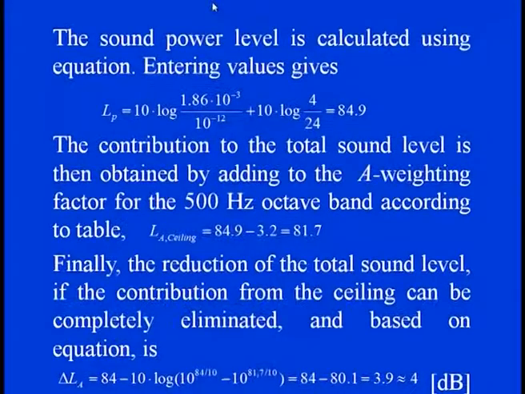So the reduction of the total sound level, if it is contributed from the ceiling, can be completely eliminated, and based on that we can simply find that delta L, which is the LA we want to eliminate, is 84 minus 10 log of 10 raised to power 84 by 10 minus 10 to the power 81.7 by 10, or else we can say it is 84 minus 80.1, almost near about 4 dB.